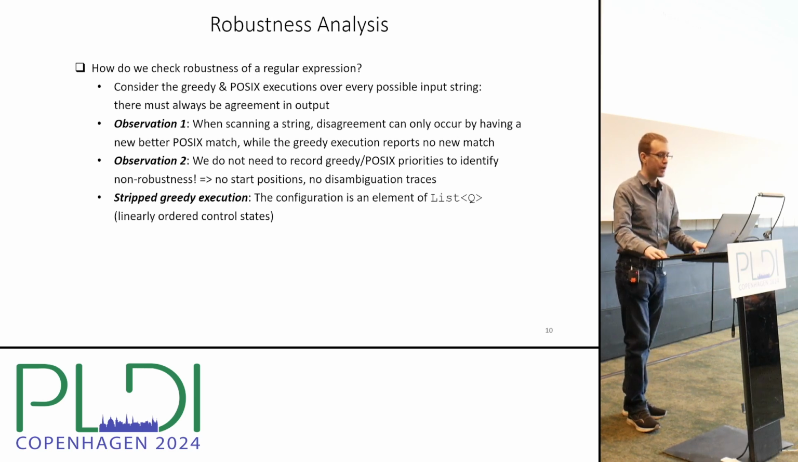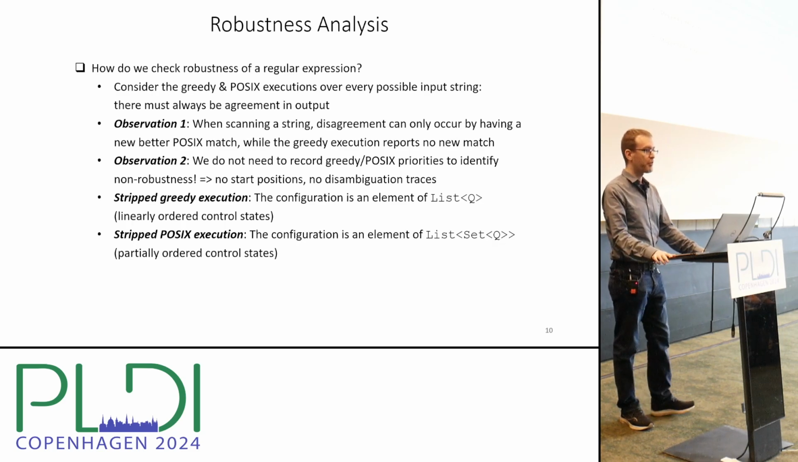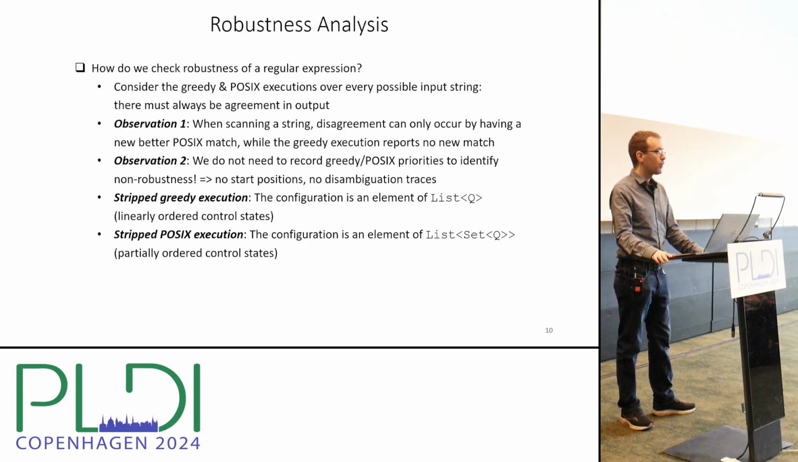So this gives rise to the concept of a stripped greedy execution, where a configuration is an element of list of Q, which means that it is a collection of linearly ordered control states. And correspondingly, we have the stripped POSIX execution, where a configuration is an element of list of set of Q. So we think of it as a collection of partially ordered control states.